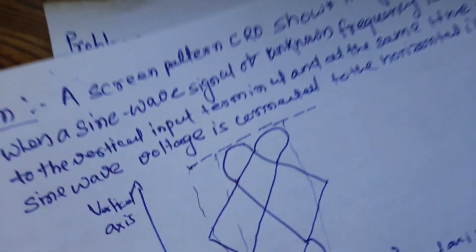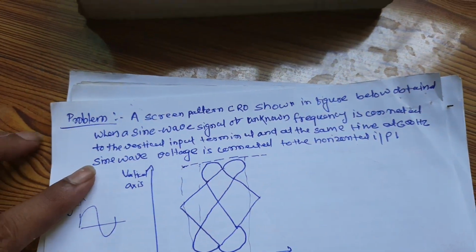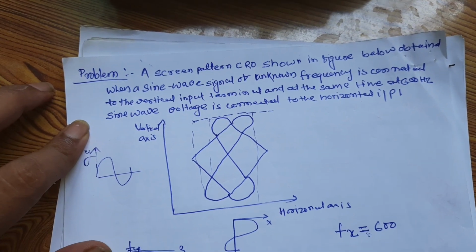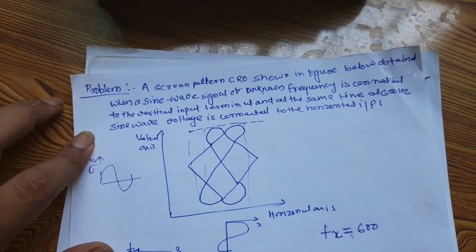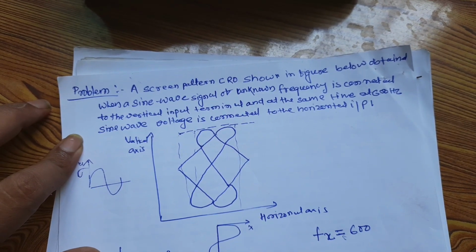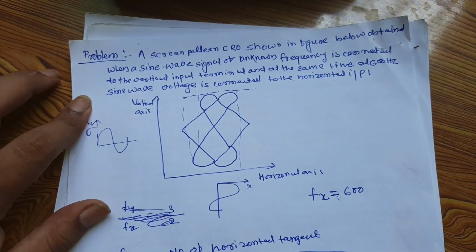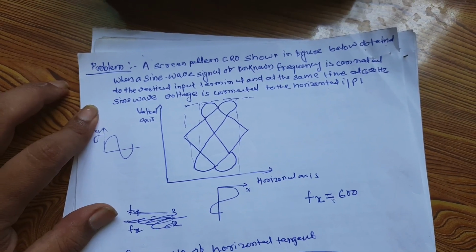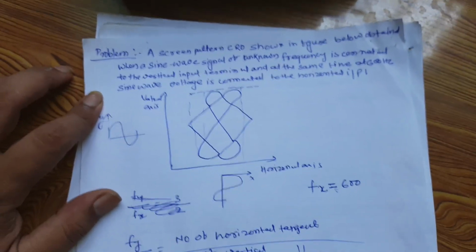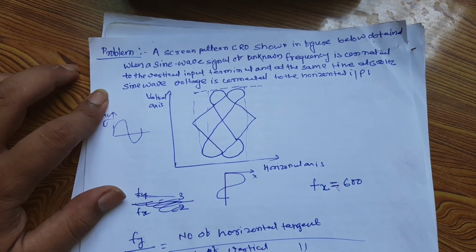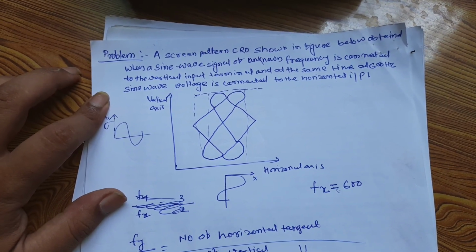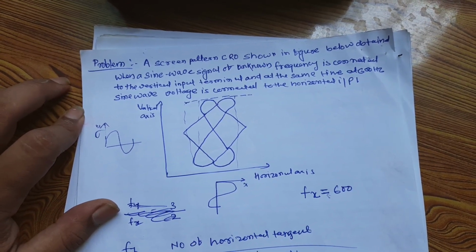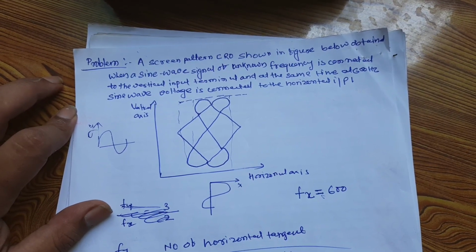Again, the problem number 3. A screen pattern on a CRO shown in the figure below is obtained when a sine wave signal of unknown frequency is connected to the vertical input terminal, and at the same time a 600 Hz sine wave voltage is connected to the horizontal input. We have to find out the unknown frequency, that means Fy. From the problem, first we have to find out the data given in the question. According to the problem, a sine wave of unknown frequency is applied across the vertical input, that means along the y-axis, and a known frequency sinusoidal signal is applied across the horizontal line.